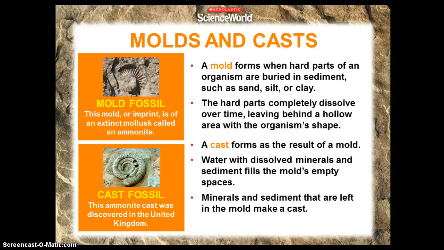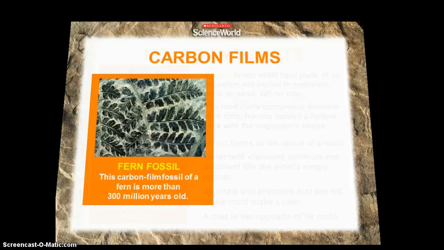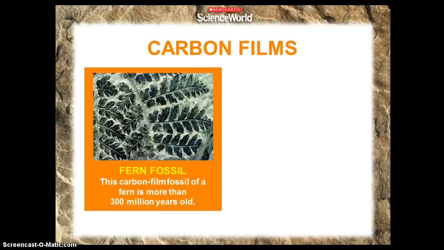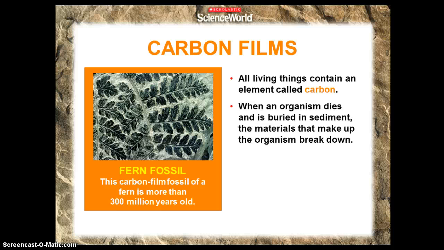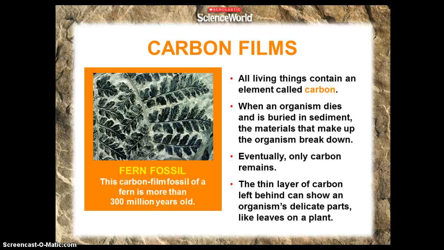Next, we've got carbon film fossils. Carbon film fossils are living things that contain an element called carbon. Well, all living things contain an element called carbon. And when these living organisms decay, it'll leave behind the carbon. And it leaves basically an imprint or a stamp of carbon. It can show very delicate parts and very intricate parts of the organism, especially with plants.